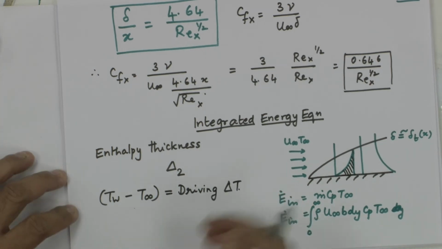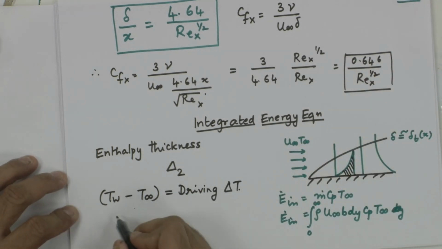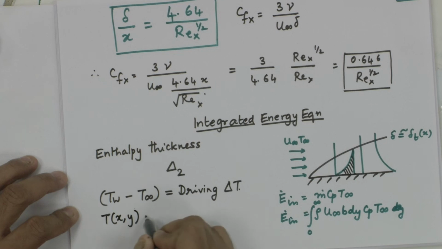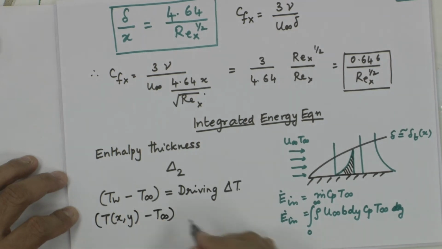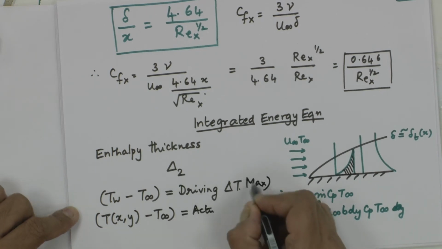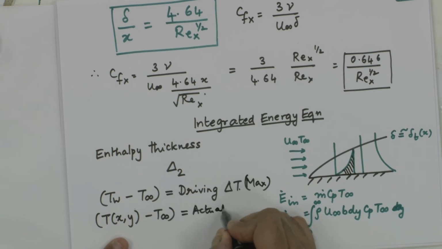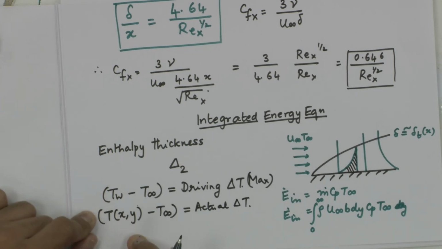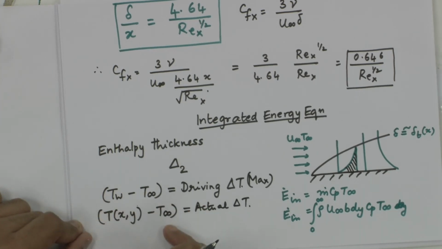What is your driving temperature difference at every location? It is T of x comma y minus T infinity. Is that right? This is actual. This is the maximum temperature difference. Maximum driving temperature difference is this one. Obviously, the heat transfer in this case would be lower than the maximum possible heat transfer, right? The enthalpy thickness physically accounts for this kind of a deficit, and I am just going to write the definition.